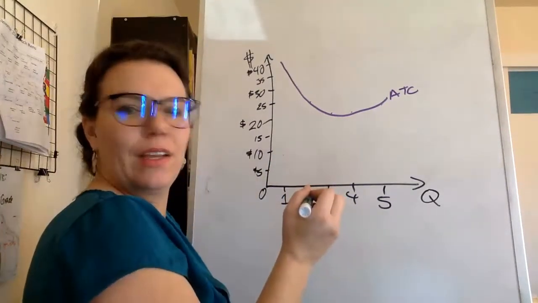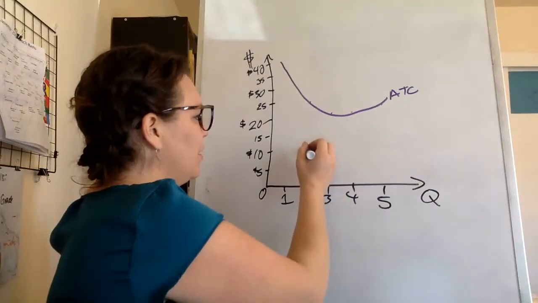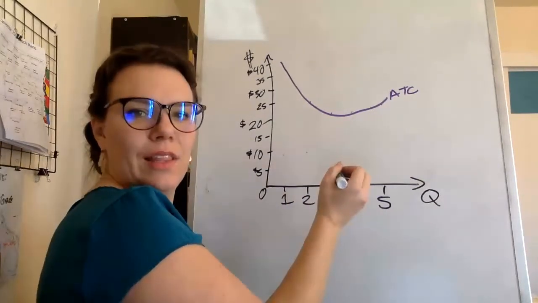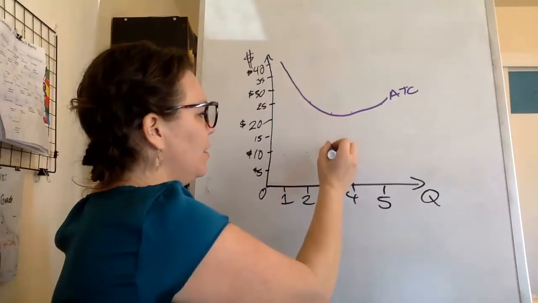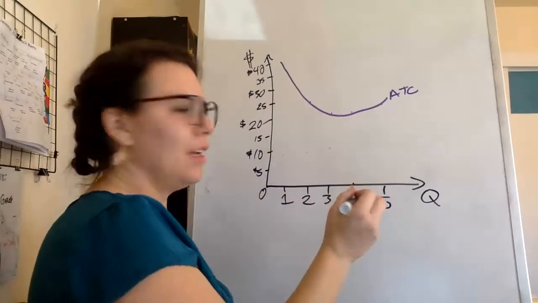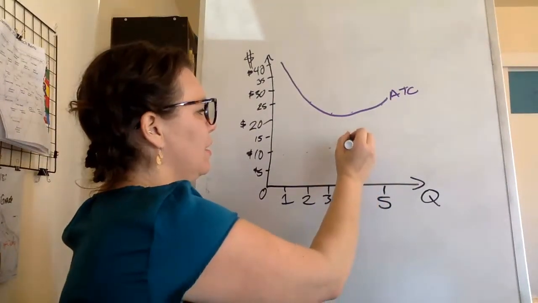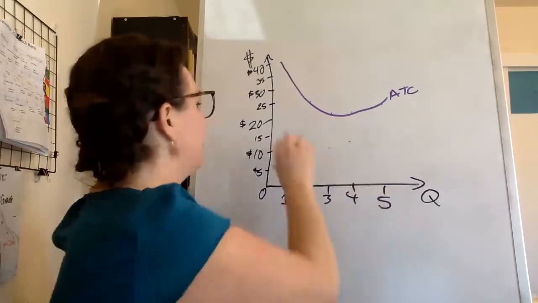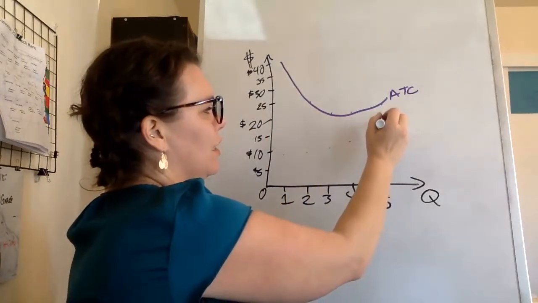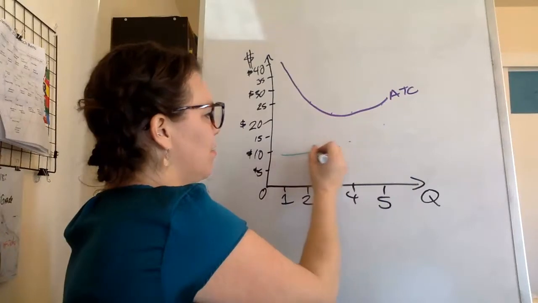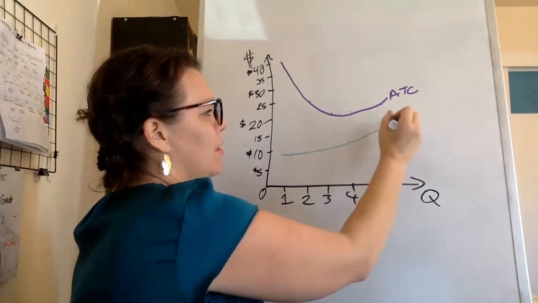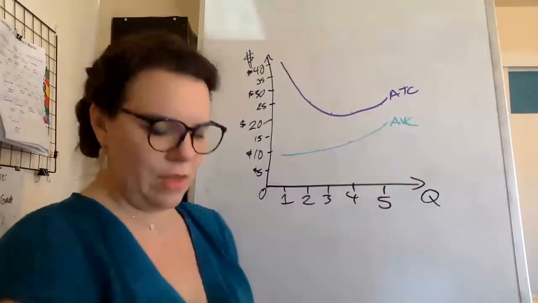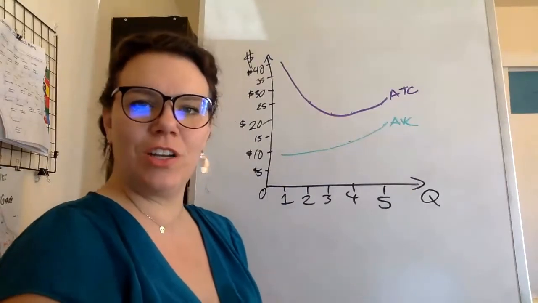And then it goes to $9. And then it goes up to $10. And then it goes to $12.50. And then it goes up to $16. So it's not much of a smile. It's more just an upward slope. And then finally marginal cost.